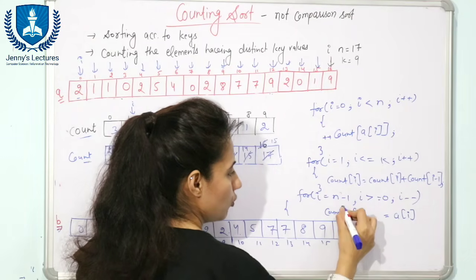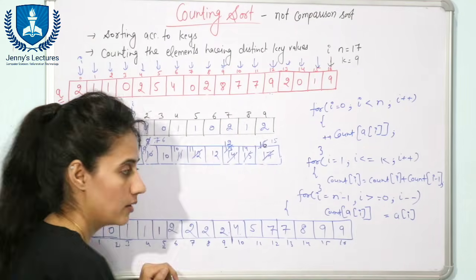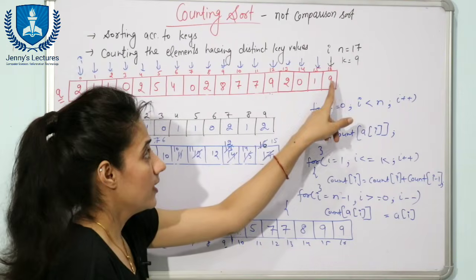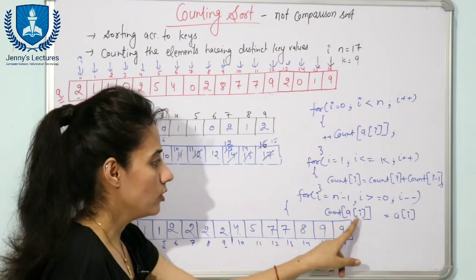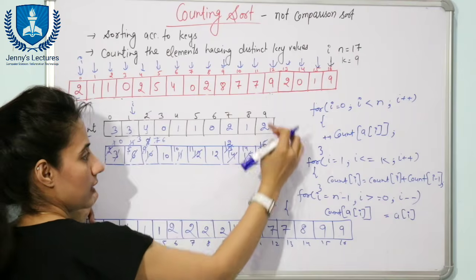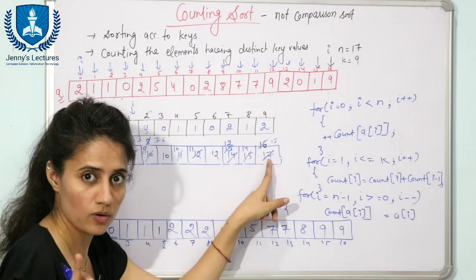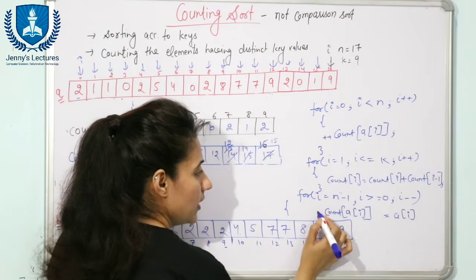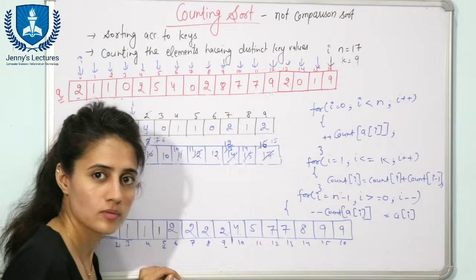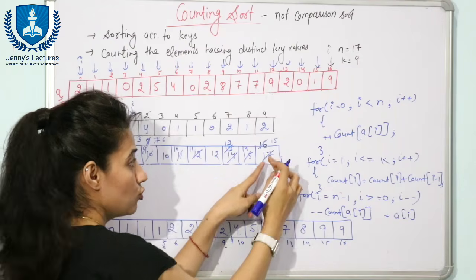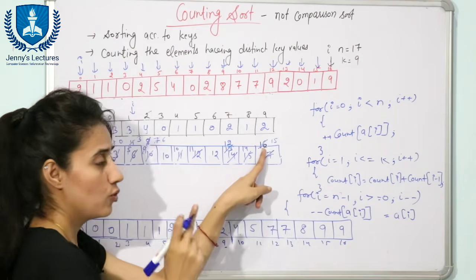So this is how we are going to write. Count of A of I. Let us suppose A of I is 9. So count of 9, this index. Now what we have done? Decrement this index first of all. So we will decrement it with minus minus. See, first we will decrement, then we are going to store. So pre-decrement.